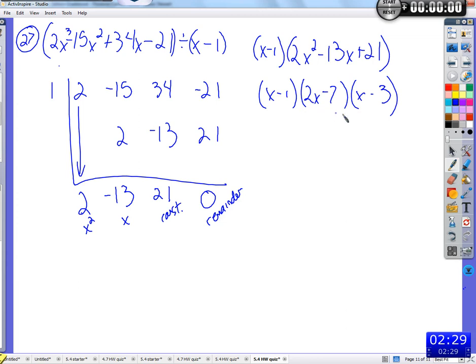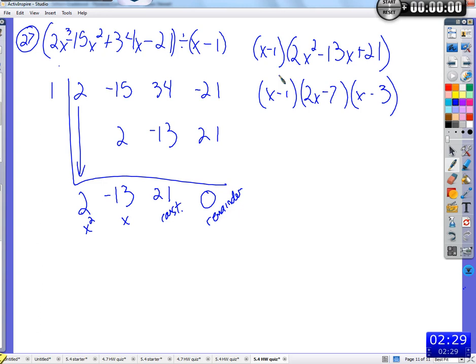So let's see. 2x times negative 3 is negative 6x. Negative 7 times x is negative 7x. That does add to negative 13x. Negative 7 times negative 3 is 21. So when we divided out that x minus 1, we found that x minus 1 times the quotient is able to factor even more because we have this quadratic, which turns out to be factorable.